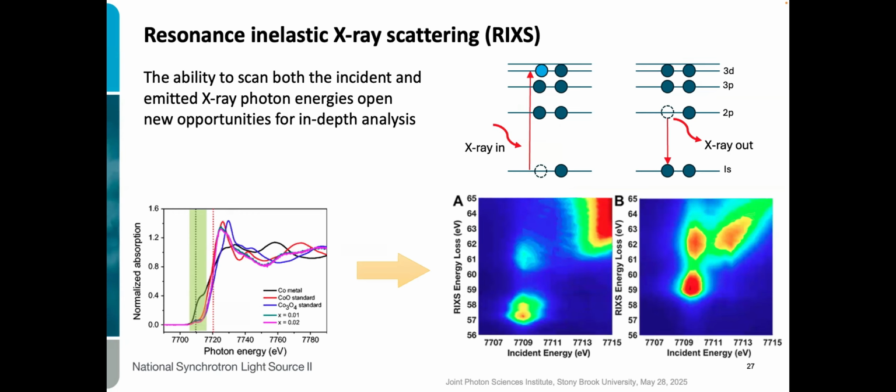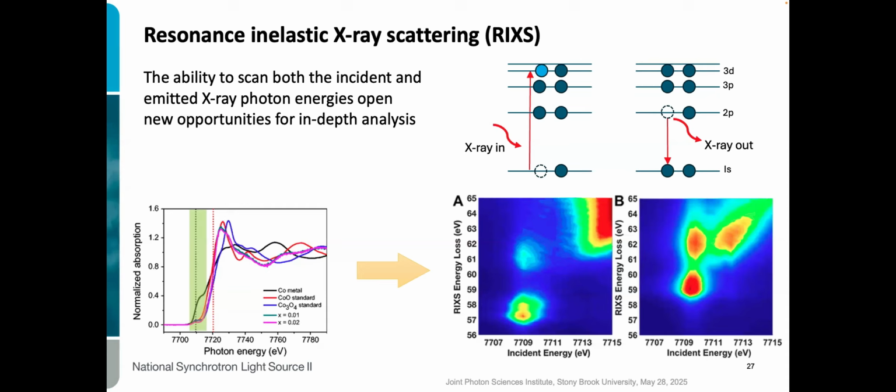Now, if you have the ability to scan the incident energy with a monochromator, and you have the ability to scan the fluorescence energy with high precision, that makes it very powerful for electronic structure determination. Basically now you have two variables, so you can build a map. And this is what's called RIXS, resonant inelastic X-ray scattering. Believe me, you're looking at this area. You see those little bumps here?